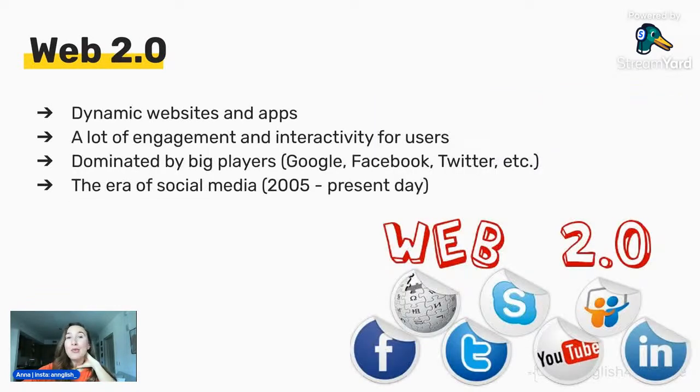Then we have Web 2, with dynamic websites and apps, a lot of engagement and interactivity. But of course, like I said, this space is dominated by big players, Google, Facebook, Twitter, and they all own our data, our passwords, all the information that we have. We don't own it. That's why there's so much scamming going on. And the era of social media, from 2005 to present day, is still happening.